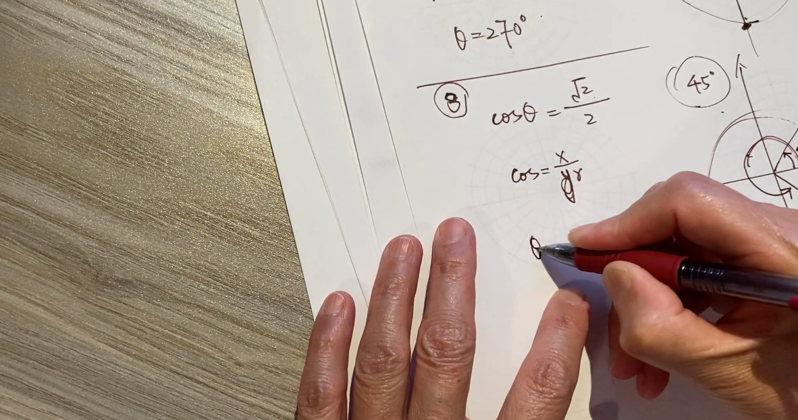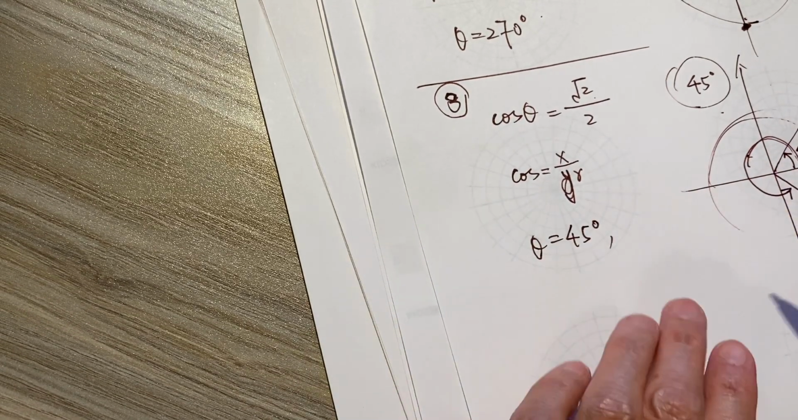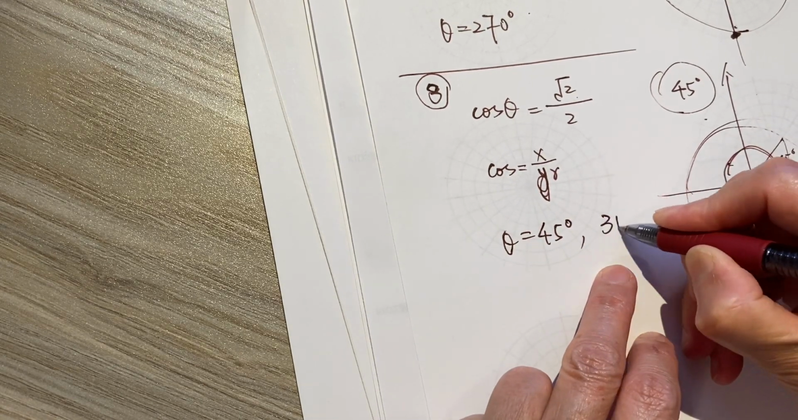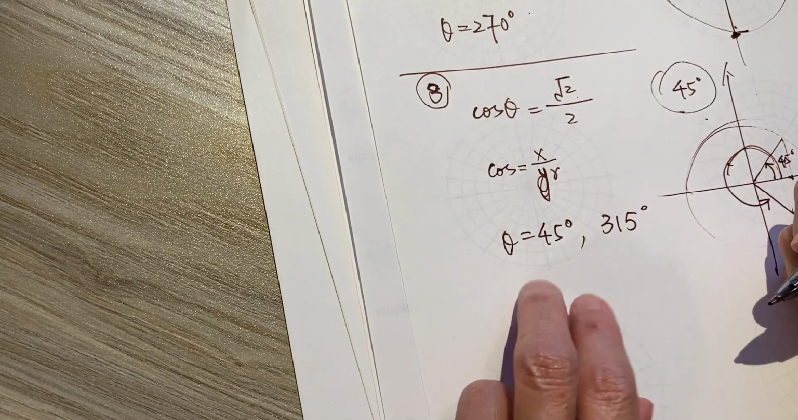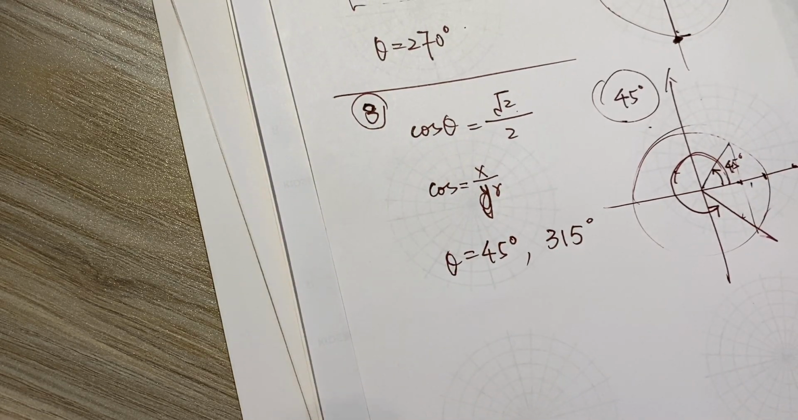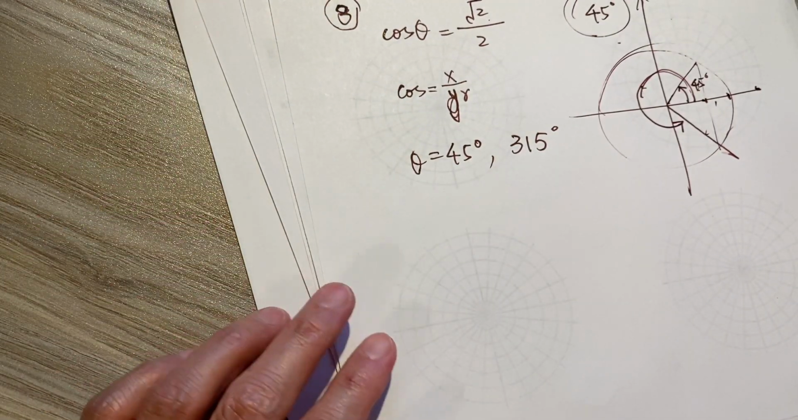So theta is 45 degree, and 360 minus 45, so 315 degree. 2 answers. Okay, are we good with it? Okay, now we will do question number 9.